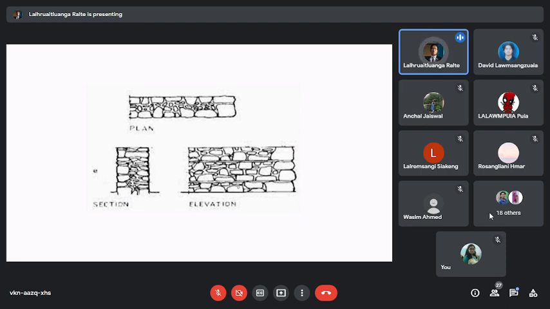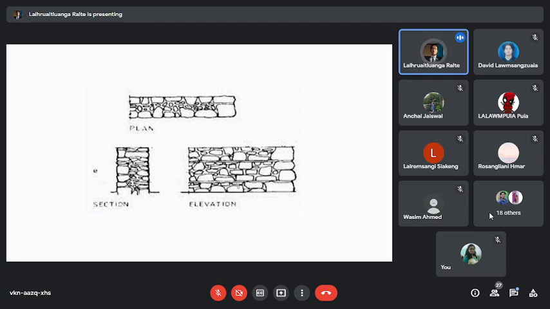So here we have an elevation, a plan, and a section. And the thing with coursed rubble masonry is that its construction is tedious and its aesthetic is not too pleasing compared to the other types of masonry we are going to see. So that is why we do not see this type of construction very prominent or very frequent nowadays.